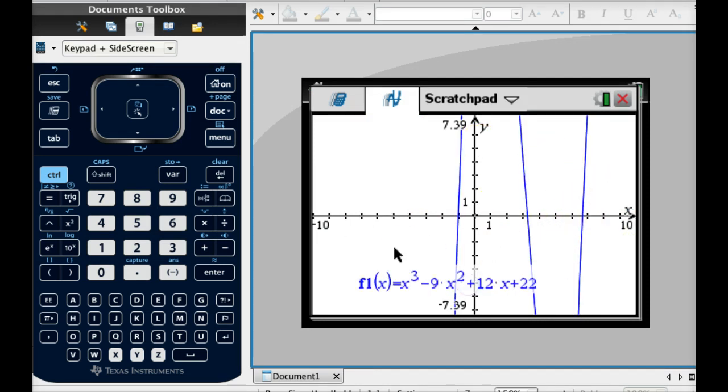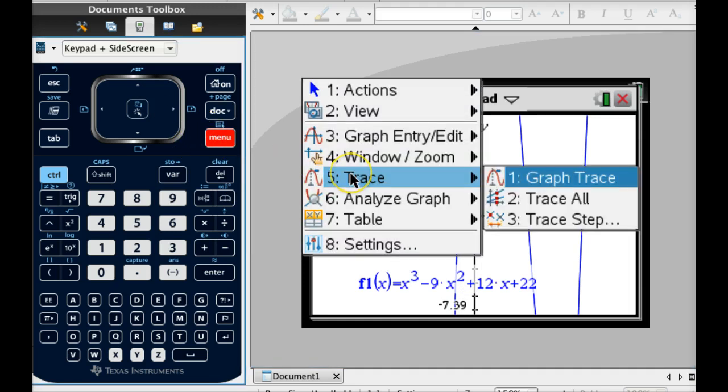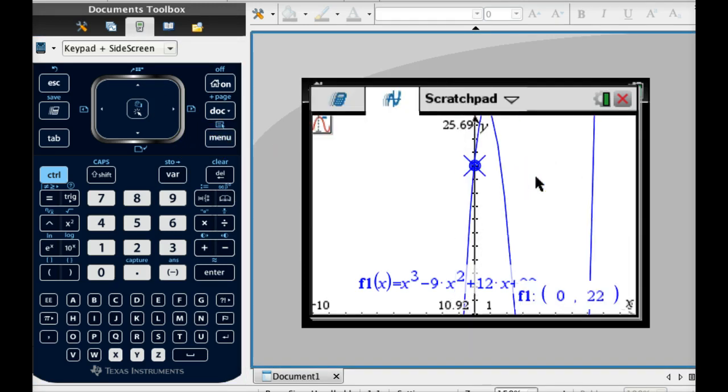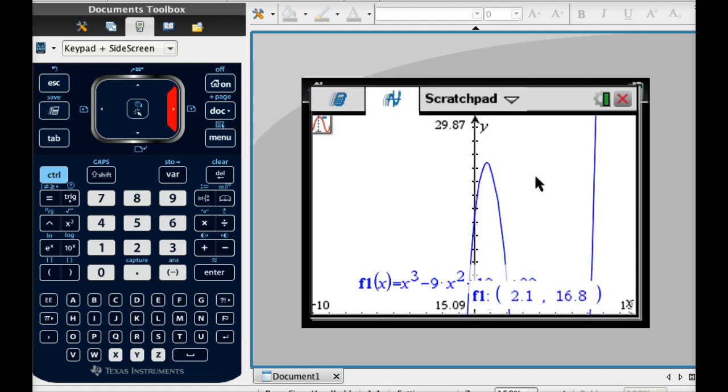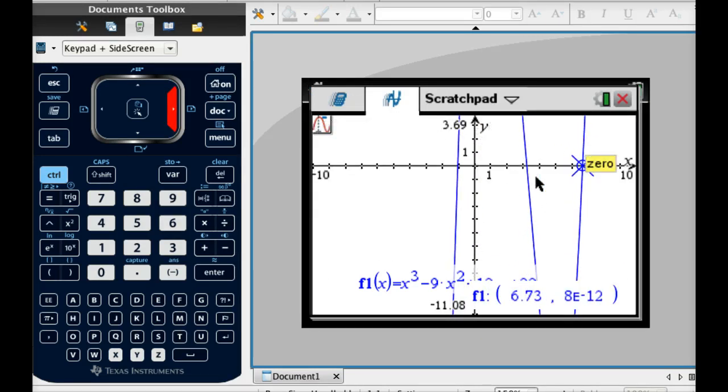And now, you're going to use what I just showed you. Go to Menu, Trace, Graph Trace, and see where it starts me off. But I want to go all the way down. Keep going all the way down to find what this point is. Notice it says 0.